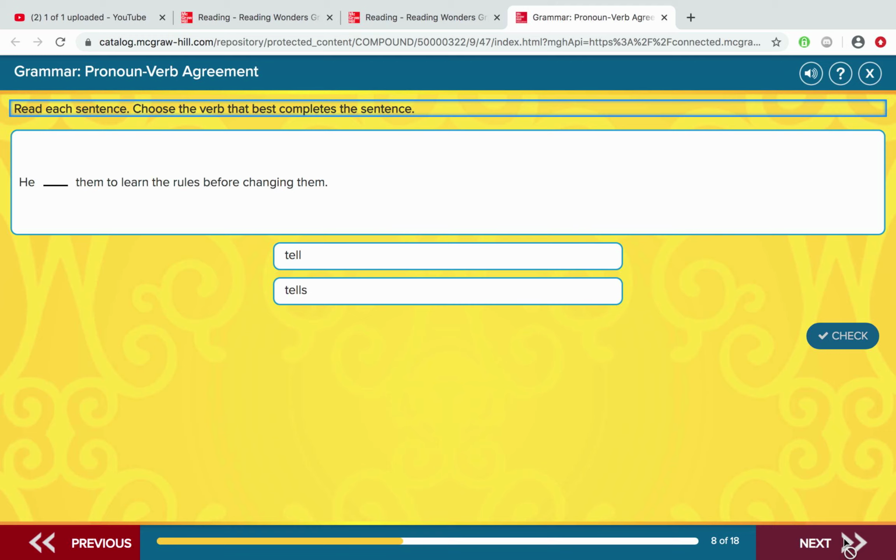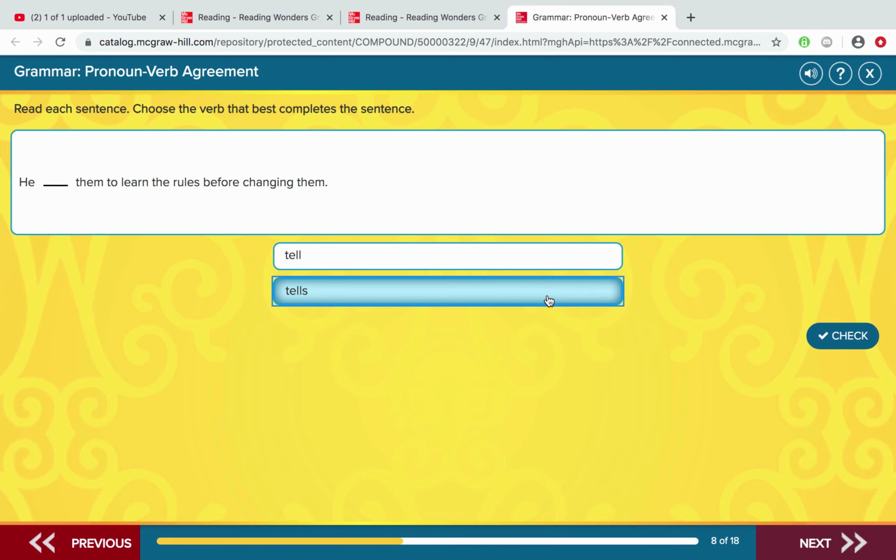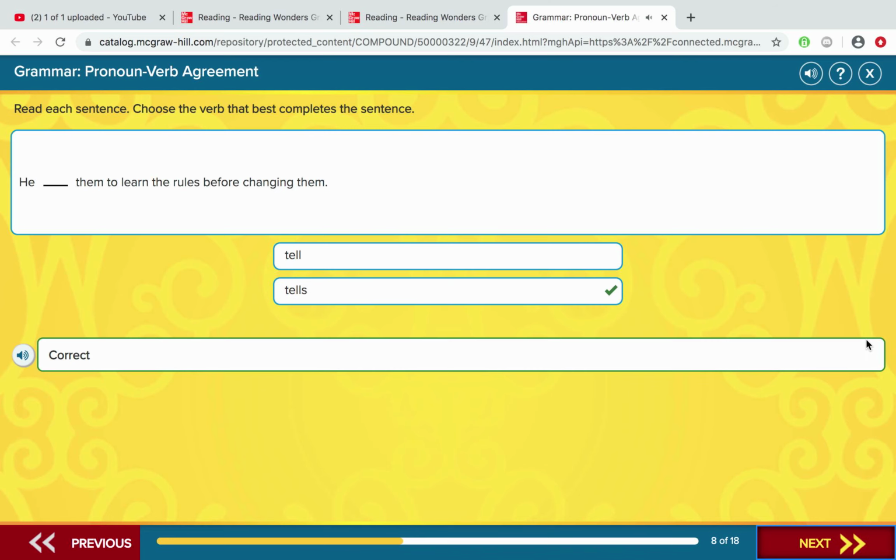Here's another one. He blanked them to learn the rules before changing them. Your choices are tell or tells. Get an idea of what you think sounds the best and agrees with the pronoun he. I hope you chose tells. Great job. If you chose tells, you are correct. And in my mind, I was thinking, boy, it sounds so much better when you say he tells them to learn the rules before changing them. But I also know that when we use the pronoun he, we add an S to the verb.